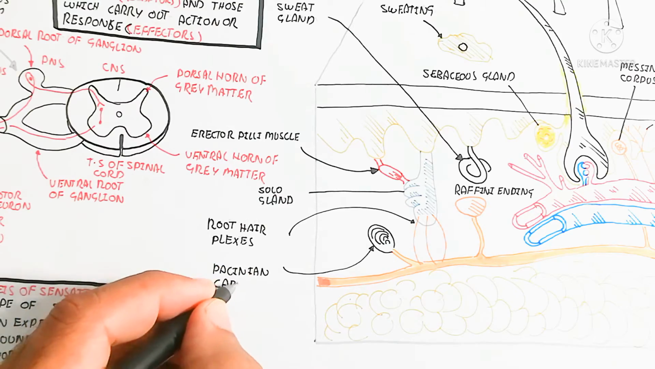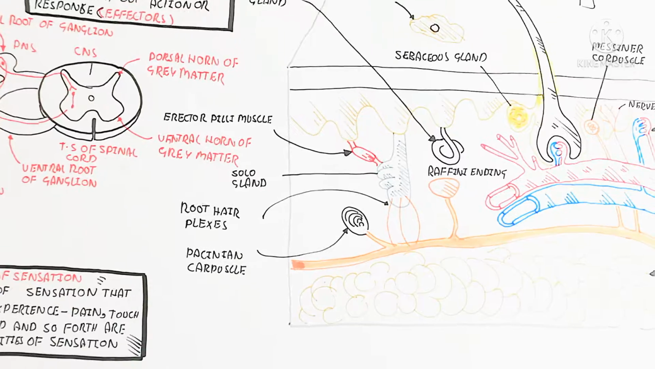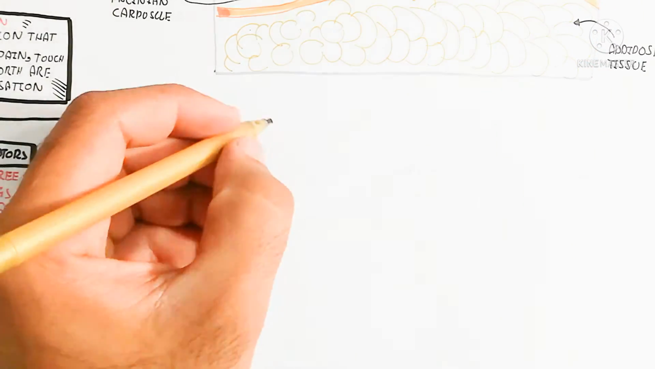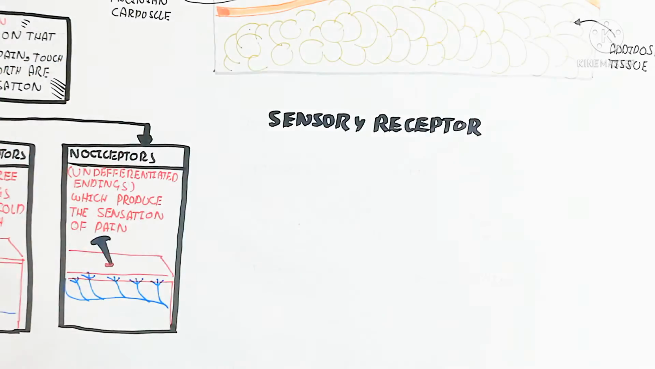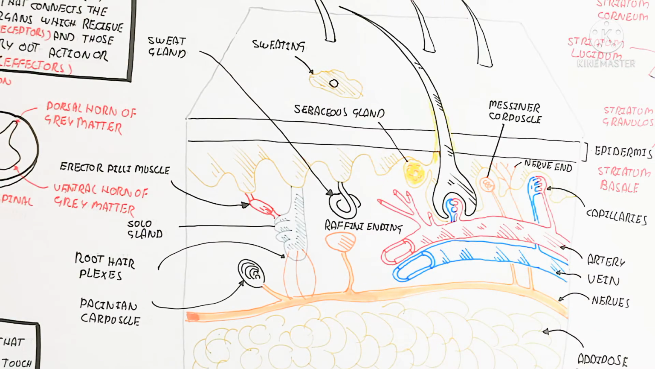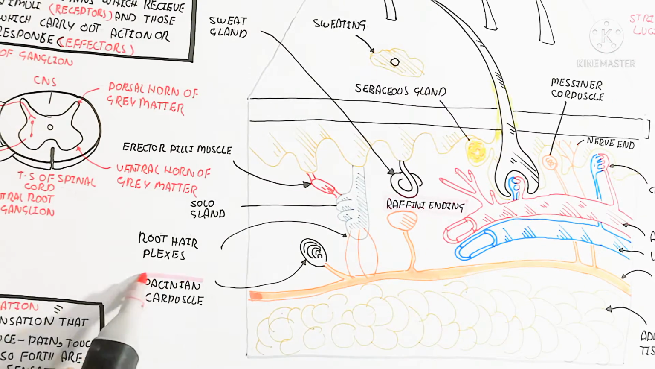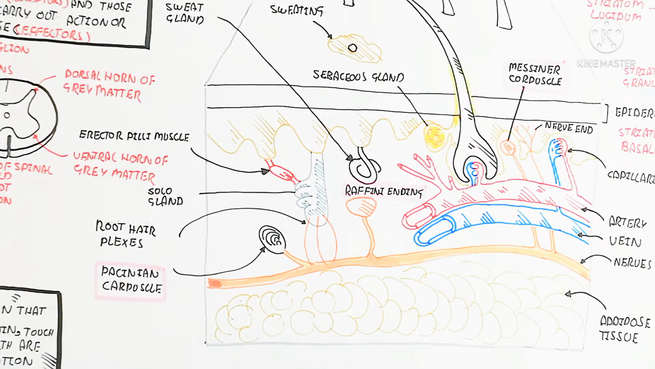So here the root hair plexus is present, which is used for the sensation of something. So that is higher in the cat basically, for example. So the Pacinian corpuscle is deep, while the Meissner corpuscle is not deep, it is near the epidermis. So here you can see the Ruffini ending. Here is the Pacinian corpuscle, and here is the Meissner corpuscle.